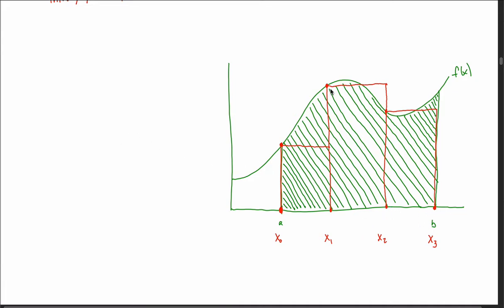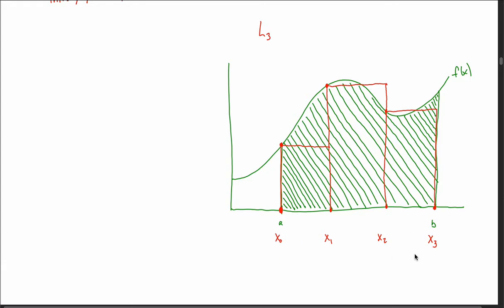Some notation. What I drew right here is L with the little 3 in the subscript. L, because I'm using the left endpoints to estimate the heights. 3, because I have 3 rectangles. When I'm figuring out L3, I will need 4 different x values. Those x values will go from x0 to x3. That's 4, but I need 4 to create 3 rectangles.